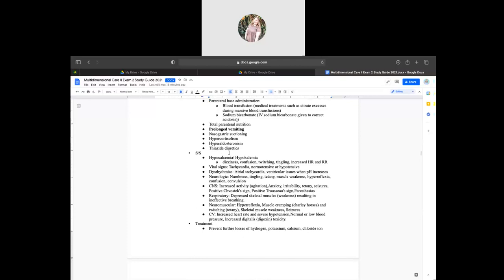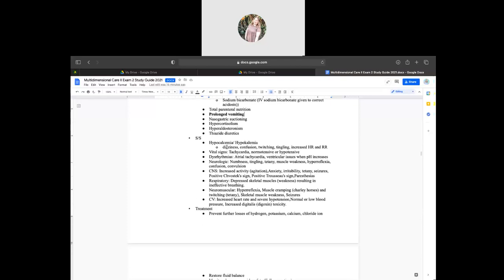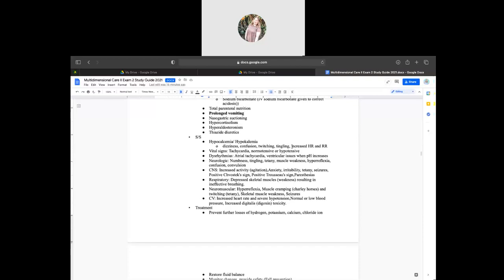Some signs and symptoms of metabolic alkalosis are going to be hypocalcemia or hypokalemia. You might have dizziness, confusion, twitching, tingling, increased heart rate and respiratory rate. You might have tachycardia. You also might have hypotension. You're going to have those dysrhythmia problems. You might have numbness, tingling, muscle weakness, hyperreflexia, increased anxiety, irritability, seizures. You might have those Chvostek and Trousseau signs because of the hypocalcemia.